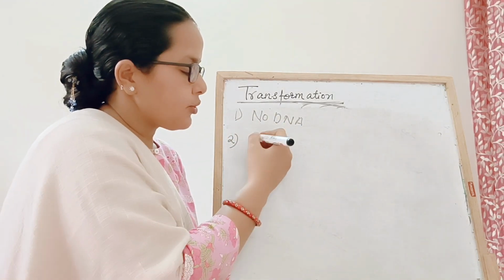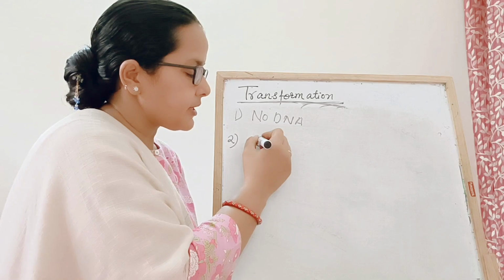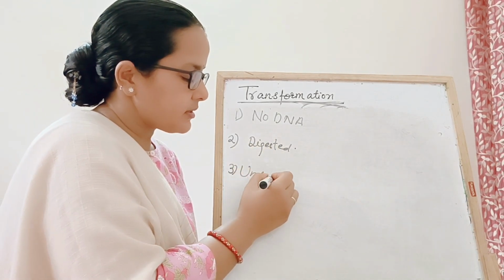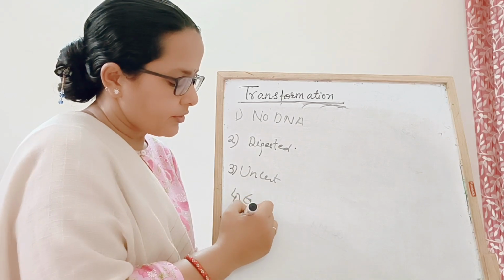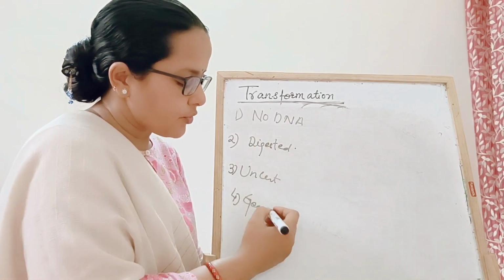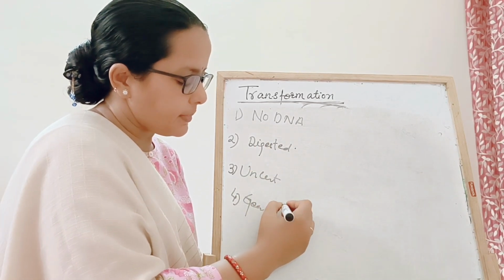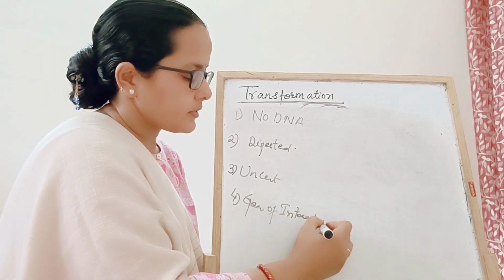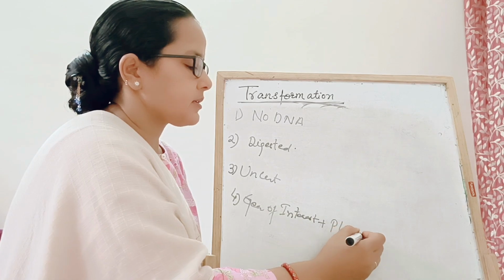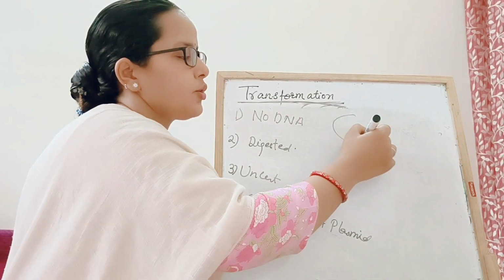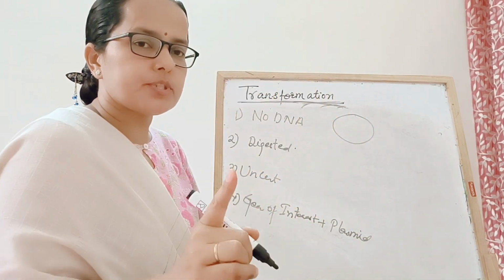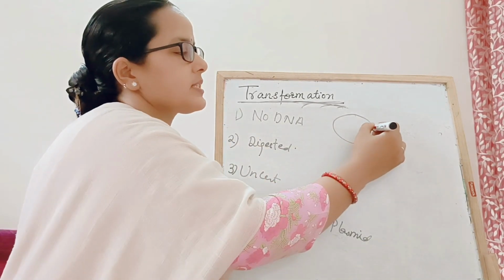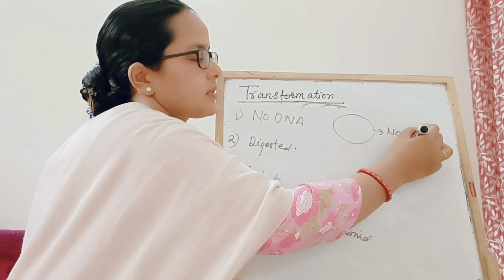No DNA, then you have digested plasmid, then you have uncut plasmid, and then you have gene of interest. Minimum these 3 controls and your test sample, gene of interest plus plasmid, ligated plasmid. So what will you see next day? In no DNA, if your transformation procedure and your competent cell preparation are okay, then you will see no colonies.